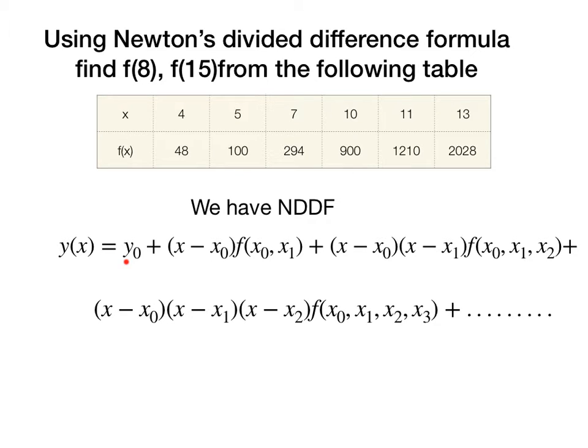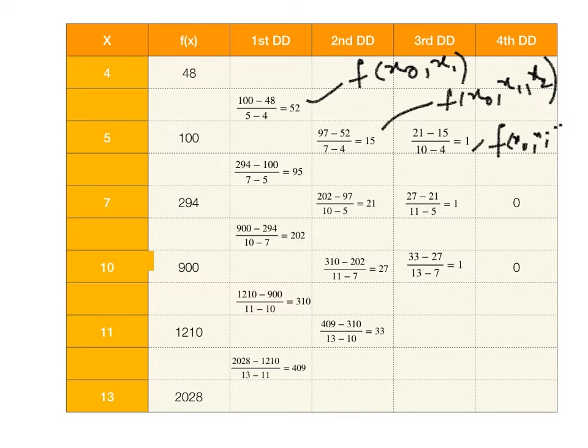First we write the formula: y naught. Next factors we have to write: x minus x naught. First you start with one factor, x minus x naught, into the first entry in the first divided difference. Next two factors, x minus x naught, x minus x1, into the first entry in the second divided difference. Likewise we continue. First we prepare the divided difference table.